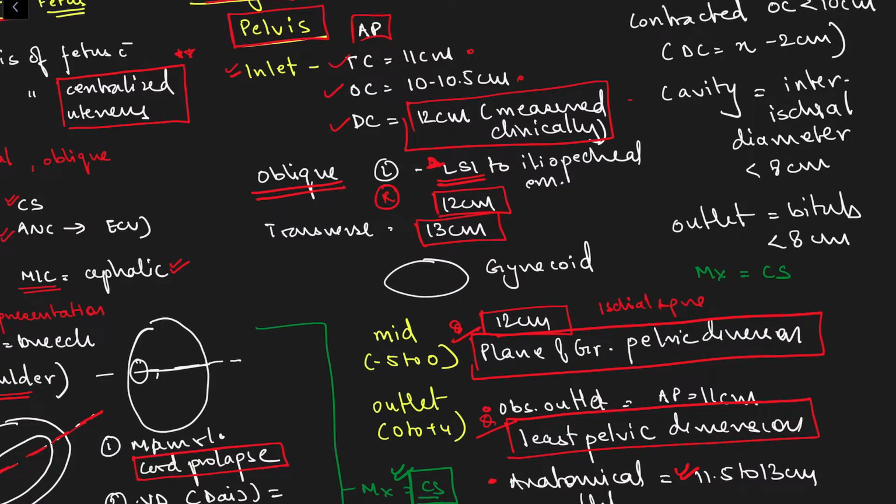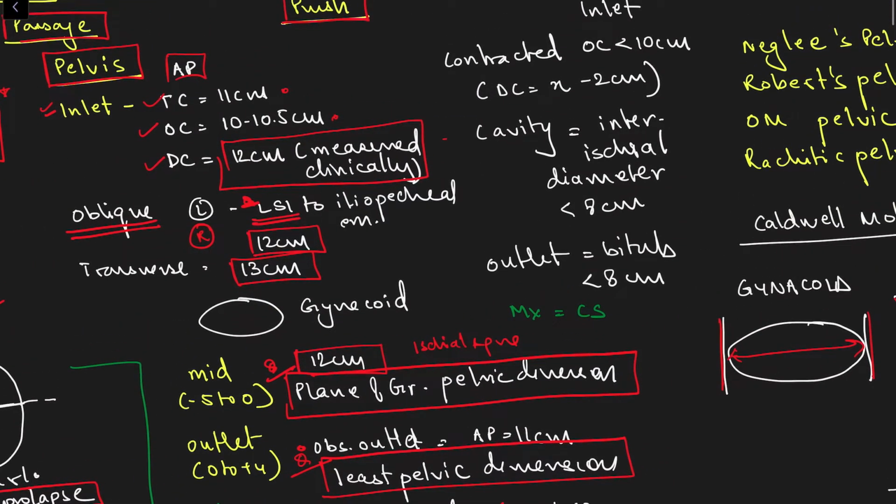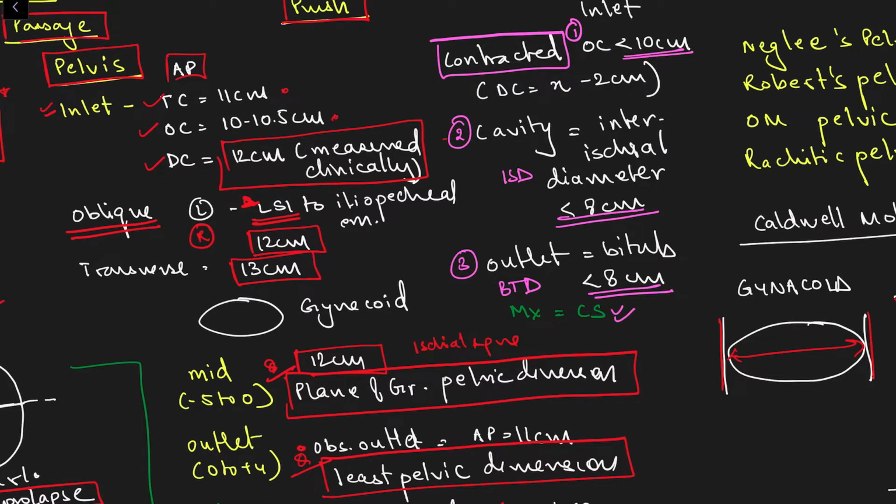Now when will we call it a contracted pelvis? When the inlet diameter, that is the obstetric conjugate, is less than 10 centimeter, which we calculate by subtracting 2 from the diagonal conjugate. Or when the diameter of the cavity, the interischial diameter, is less than 8 centimeter, or the bituberous diameter at the outlet is less than 8 centimeter. So this is the definition of a contracted pelvis, and the management for contracted pelvis is C-section.